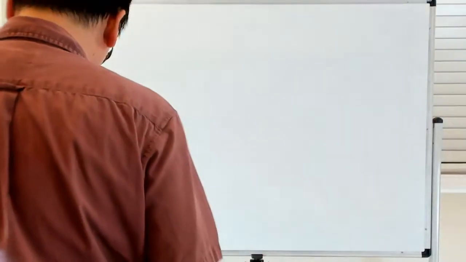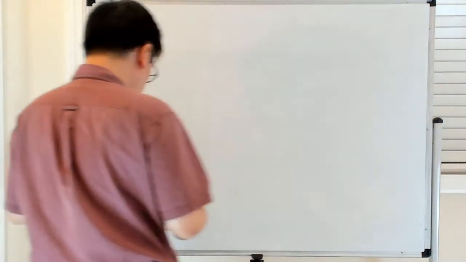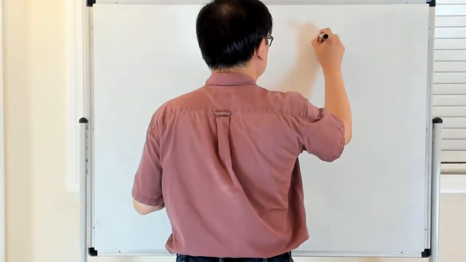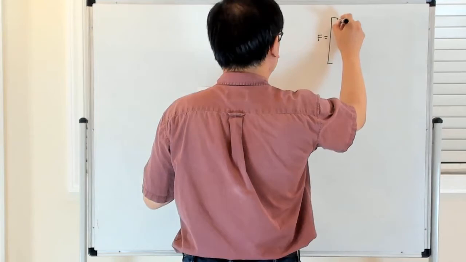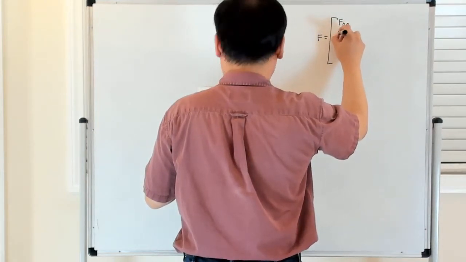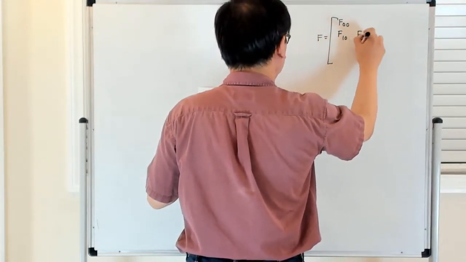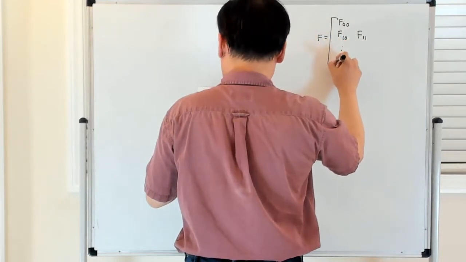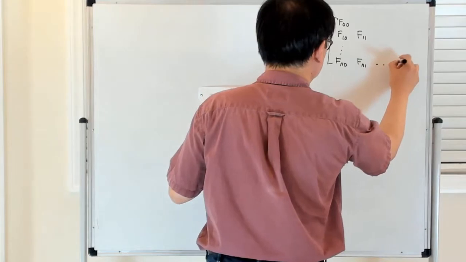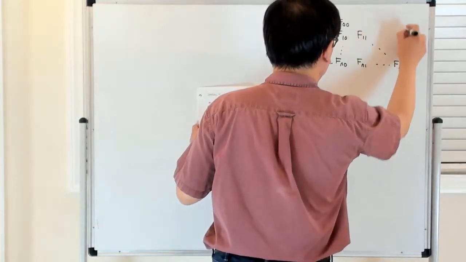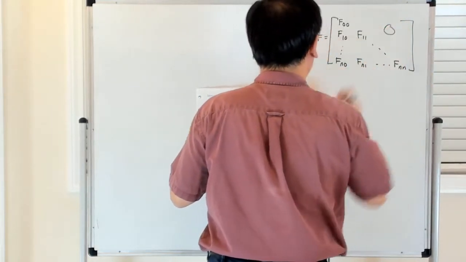Okay, so now that you have the divided difference table, let's just write this F matrix as F00, F10, F11, Fn0, Fn1, all the way up to Fnn.